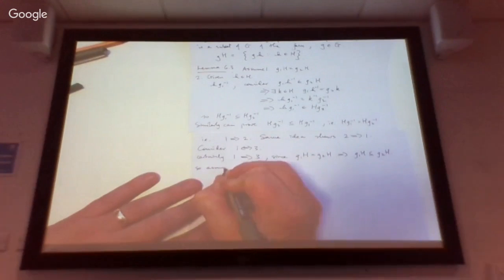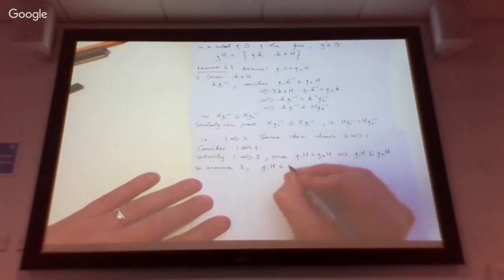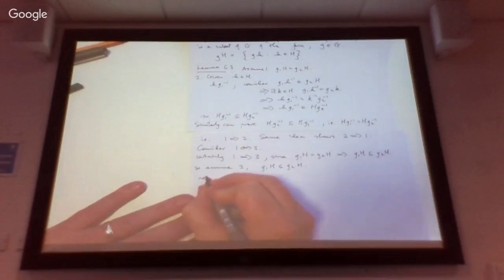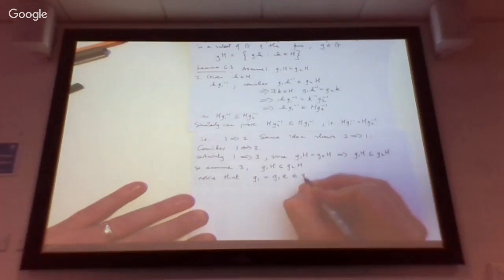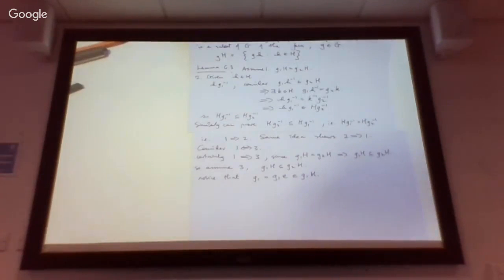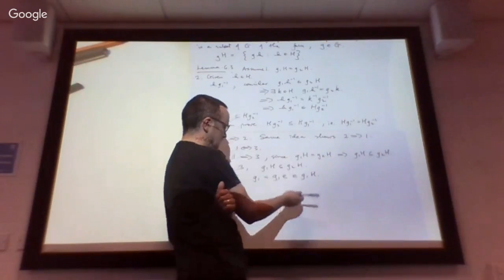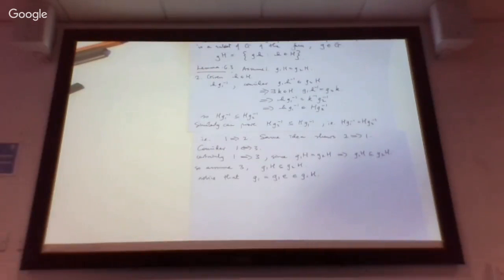So assume 3. We assume that G1H is contained in G2H. Now we have to try and prove that the two left cosets must be the same. Well, notice that the element G1 itself, which we can write as G1 times the identity, is an element of the left coset. H is a subgroup, so it contains the identity. So G1 times the identity, in other words G1, is in the left coset corresponding to G1.